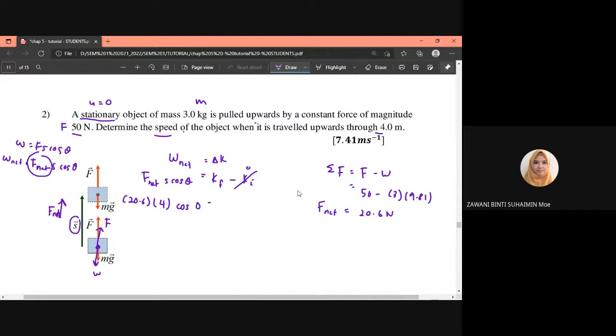Okay, so kinetic energy final half m v squared. So v tu kita nak cari. So bila kita tekan calculator, kita akan dapat v kita bersamaan dengan 7.41 meter per second. So that is the answer. Okay, so ingat, kat sini adalah work net. So meaning that you need to study all the forces acting on the system. So sekarang sistem kita melibatkan satu komponen saja.